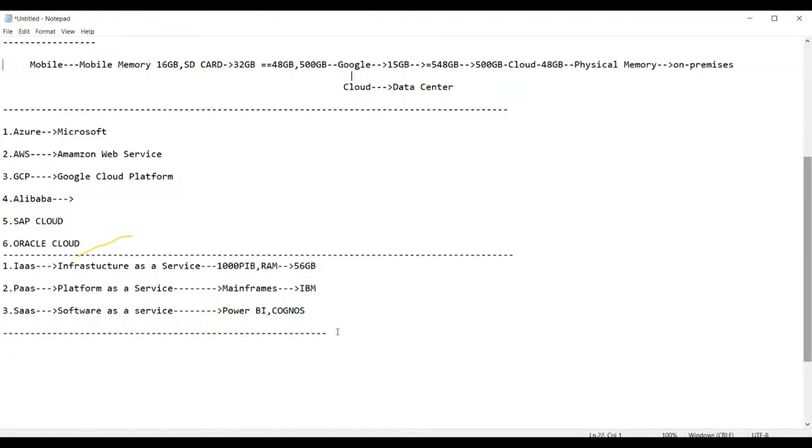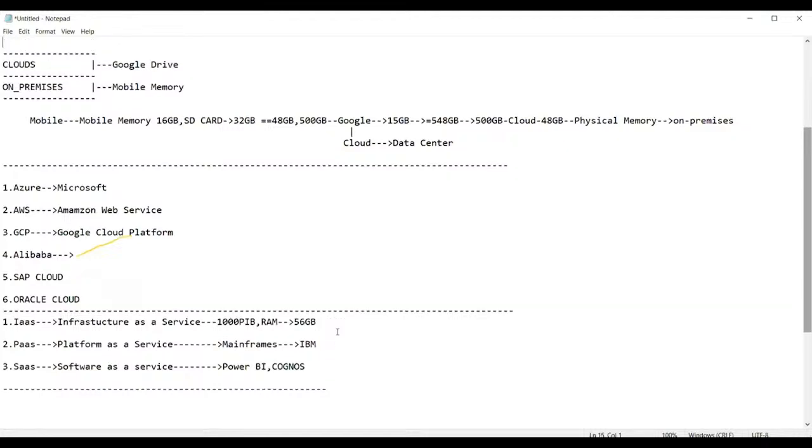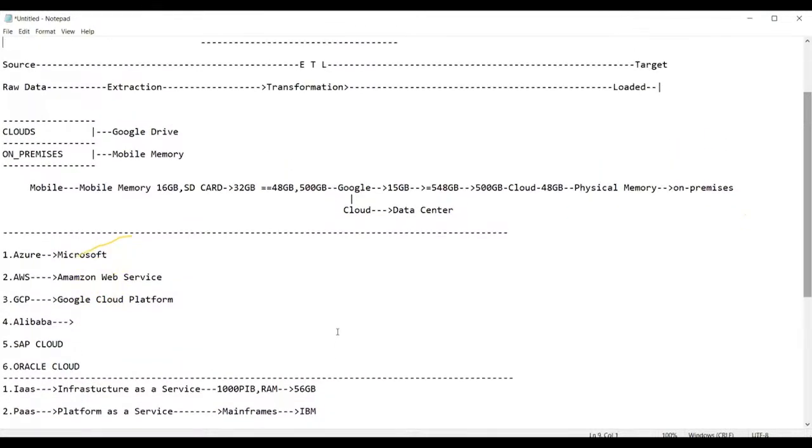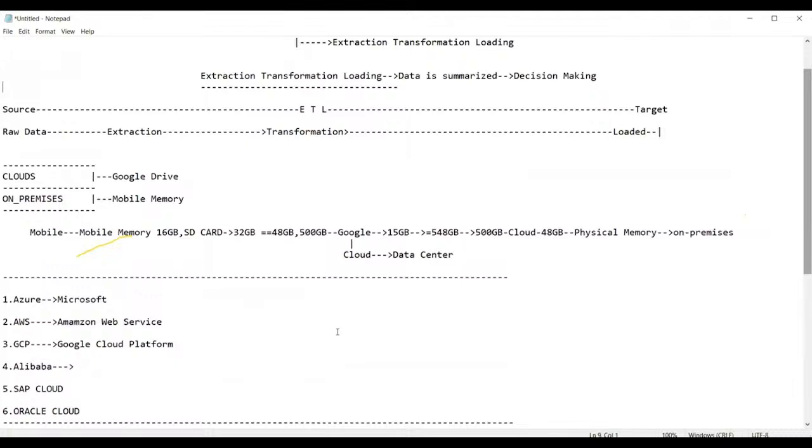Now guys, the cloud is clear for me and on premises is also clear for me. Everything is clear. But my question is about the source, target, and this thing is done.